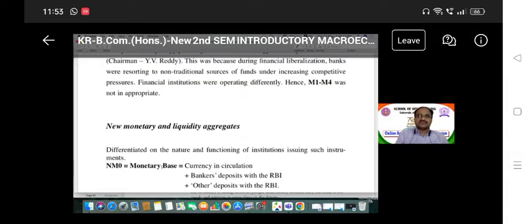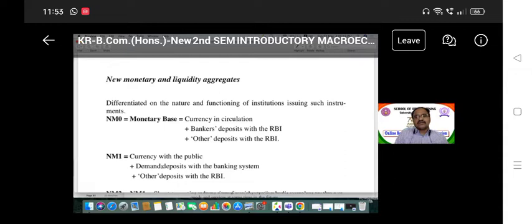What are the new monetary measures of the money supply or liquidity assets? That is NM0. NM0 you can also call monetary base. I hope it is visible, right? So what is monetary base? Currency in circulation, meaning whatever money is available in the economy, plus bankers' deposits with the RBI. Right? SLR, statutory liquidity ratio, the rate at which the banker has to keep some deposit with the RBI, plus other deposits with the RBI. That is NM0. Got it? NM0 is currency in circulation, bankers' deposits with the RBI, and other deposits with the RBI.